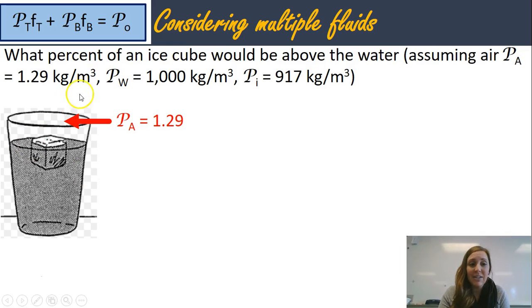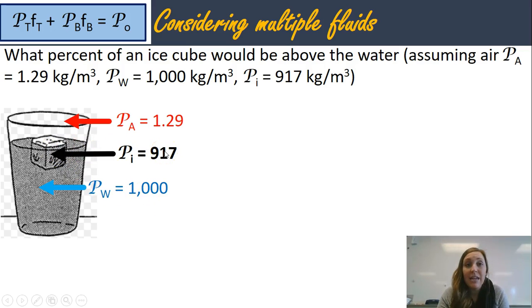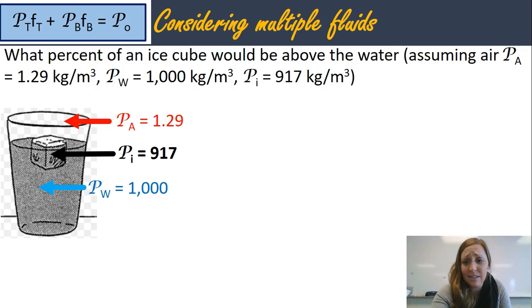All right, density of the air, so the top fluid, is 1.29. Density of the water, the bottom fluid, is 1,000, and the density of the ice is 917. Now notice I took out all my units in here. I just like working with just numbers as opposed to units. I think it makes things a little clearer. So let's plug stuff into our equation.